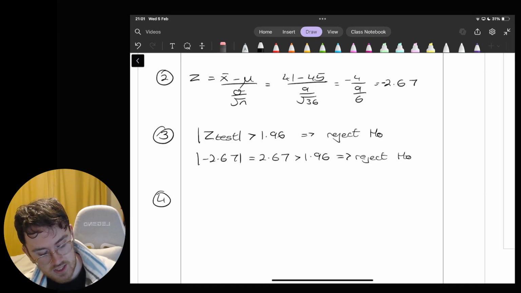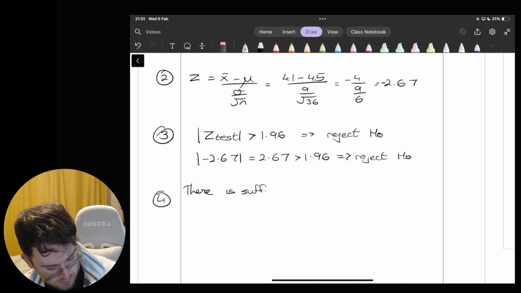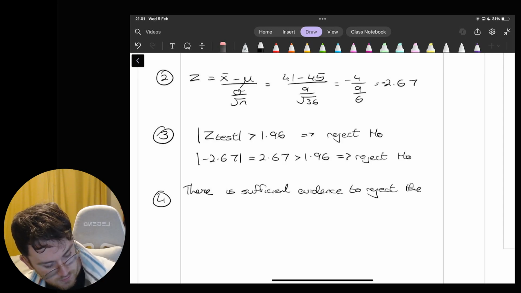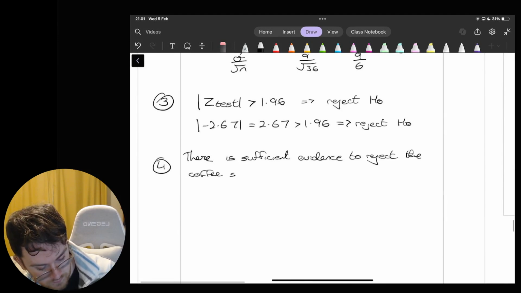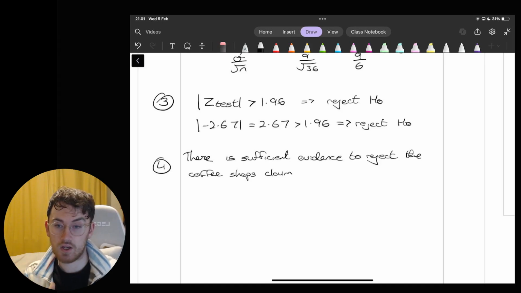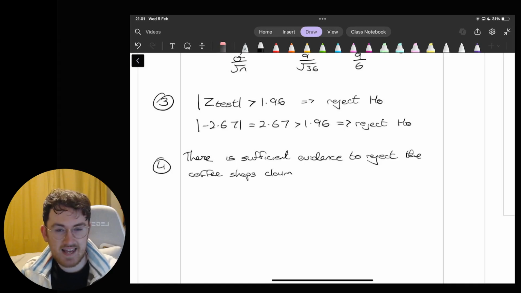And our last step is just to conclude. So there is sufficient evidence to reject the coffee shop's, it was a coffee shop, wasn't it? Yeah, to reject the coffee shop's claim. And based on our sample, because our sample was below, with standard deviations below the mean there, we might even say that in reality it's probably lower than the true value. The true value is probably on the lower end there.